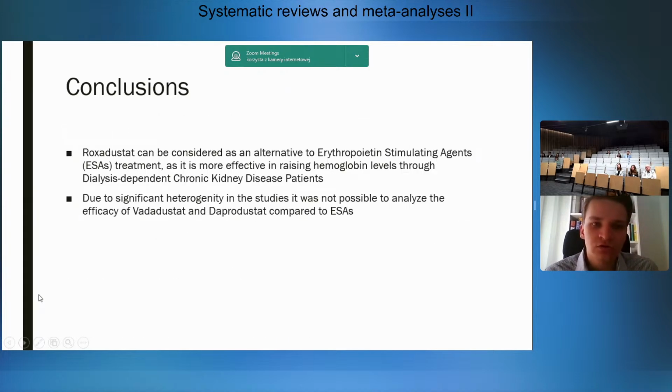Our conclusions are that roxadustat can be considered an alternative to erythropoiesis-stimulating agent treatment, as it is more effective in raising hemoglobin levels in dialysis-dependent chronic kidney disease patients. And as I said earlier, due to significant heterogeneity in the studies, it was not possible to analyze the efficacy of vadadustat and daprodustat compared to ESA treatment.